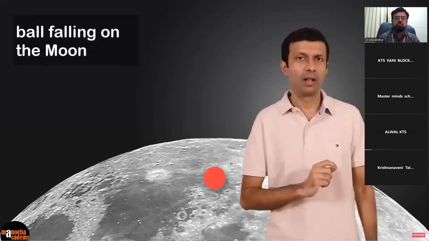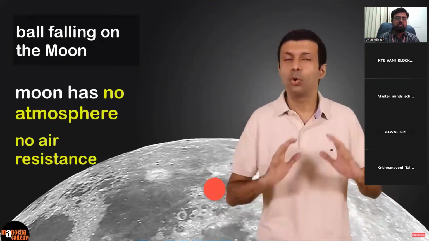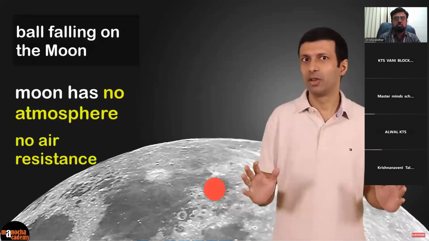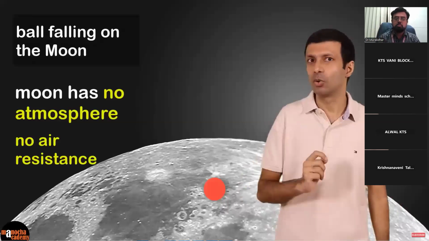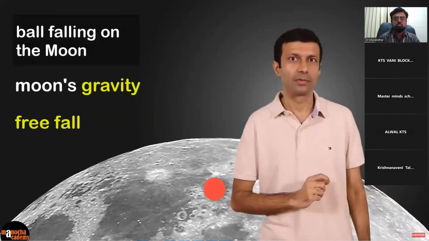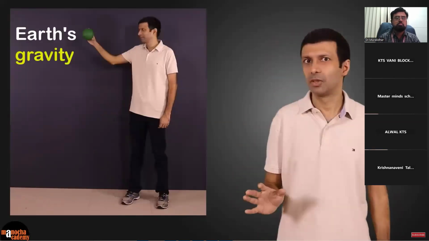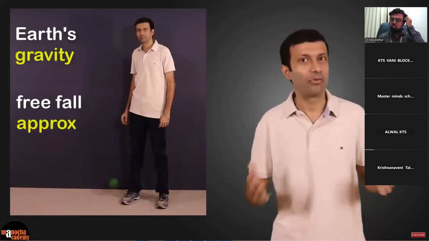Now, why is that? Because the moon has no atmosphere. There's no air resistance. So the only force pulling the ball down is the moon's gravity. Hence, it's an example of free fall. Now, if you look at the case of the ball falling on the earth, since the air resistance is pretty small, we can neglect it. So then Earth's gravity will be the only force here. So approximately we can say it's under free fall.